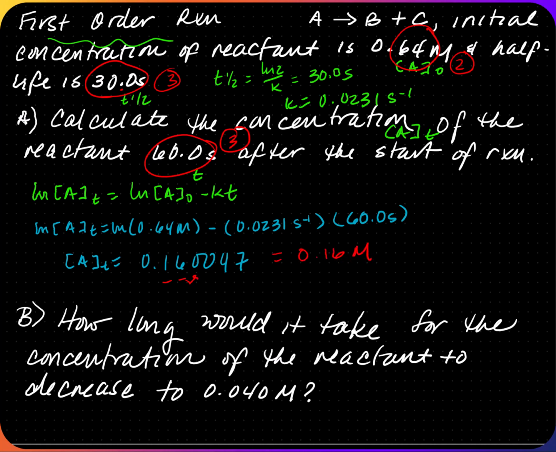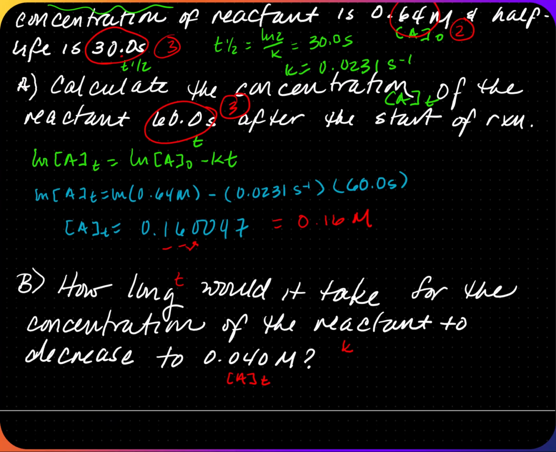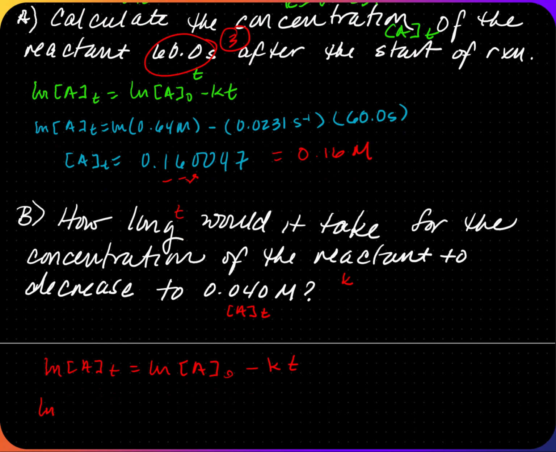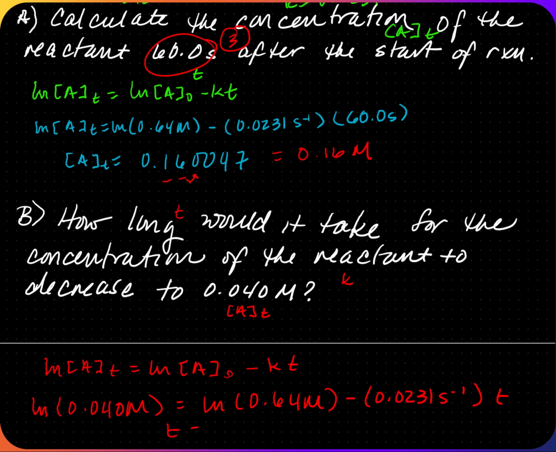On B, how long will it take for the concentration of the reactant to decrease to 0.040 molar? Since it's the same reaction, the k is going to be the same. This is my A at t. We're looking for time, and we started with the initial concentration of 0.64. So we're going to use the same equation, ln A at t, and we're going to solve for time. My final concentration is 0.040 molar, ln of my initial concentration 0.64 given above, minus k, which is the same for our given reaction, times t, so we're going to solve for t.